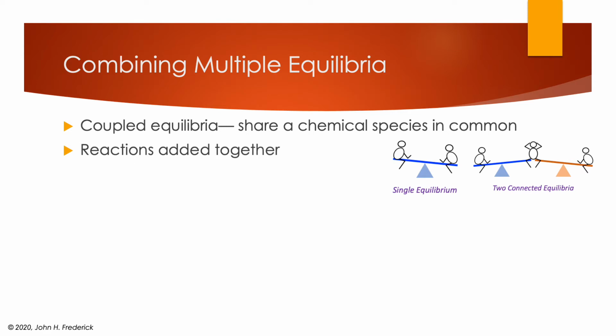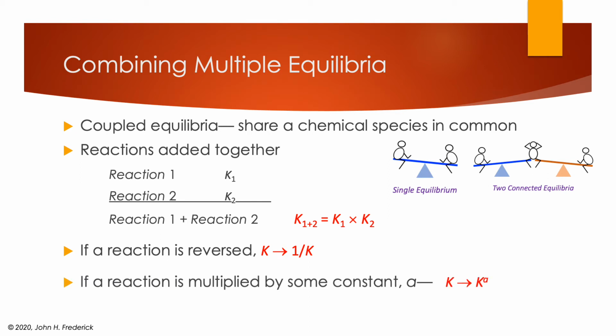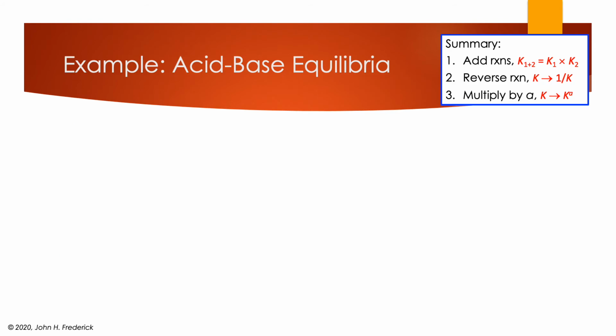So what I want to do is look at how the equilibrium constant is altered under different circumstances. If we're adding two reactions together, reaction 1 and reaction 2, so the net reaction is the sum of those reactions, the net equilibrium constant is going to be the product of the equilibrium constants for each of the steps. If we were to reverse a reaction, the equilibrium constant becomes 1 over the equilibrium constant. And if it's multiplied by some constant a, then we have to raise the equilibrium constant to the power of a. So let's see how this works in principle with different kinds of realistic equilibria.